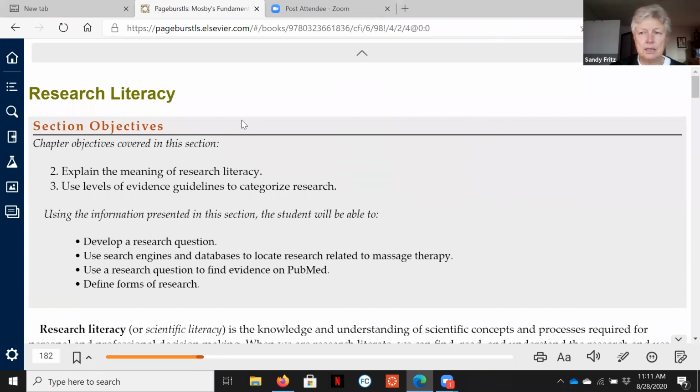Research literacy is the ability to find research related to what we're trying to have a better understanding about. It's not about being a researcher. It's about using research. And that's the main focus of this chapter: how do you develop a question to research? Then where can you go to get that information? Then how do you evaluate the quality of the research that you have found? And then how will that inform the decision that you're trying to make based on that information?